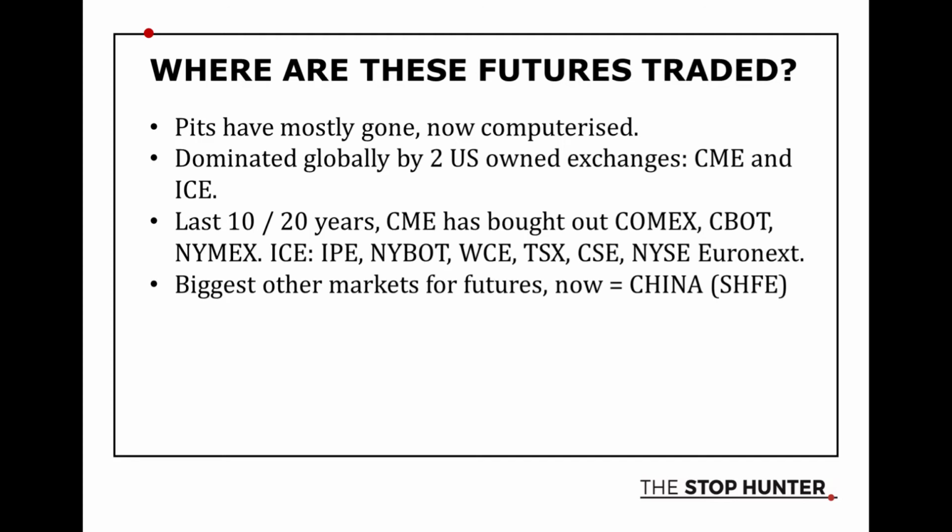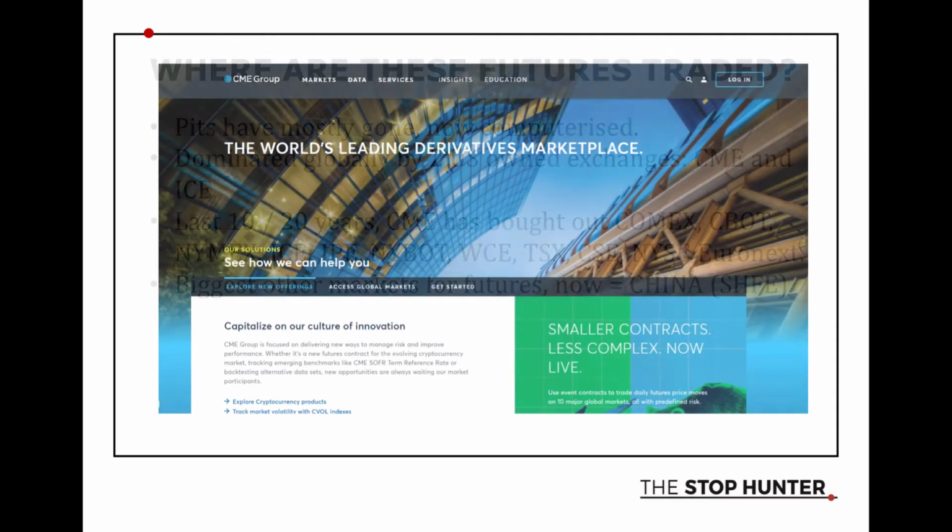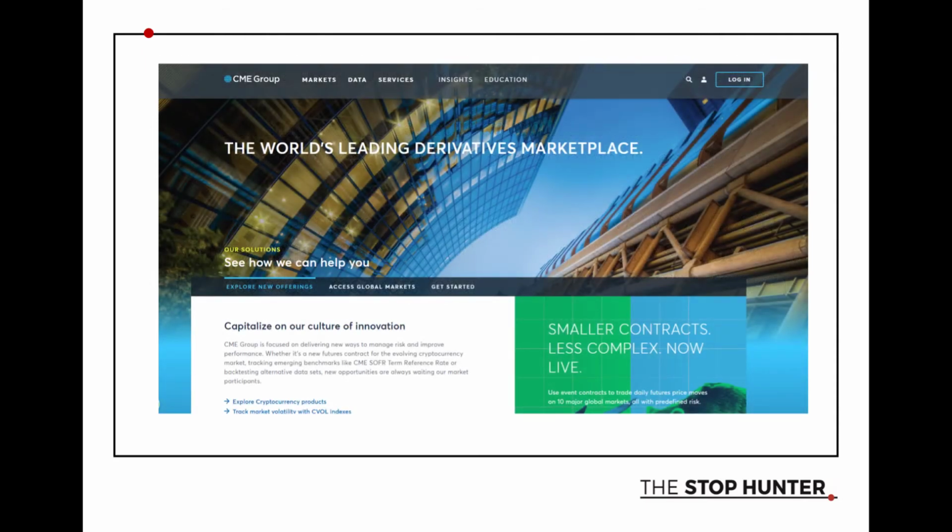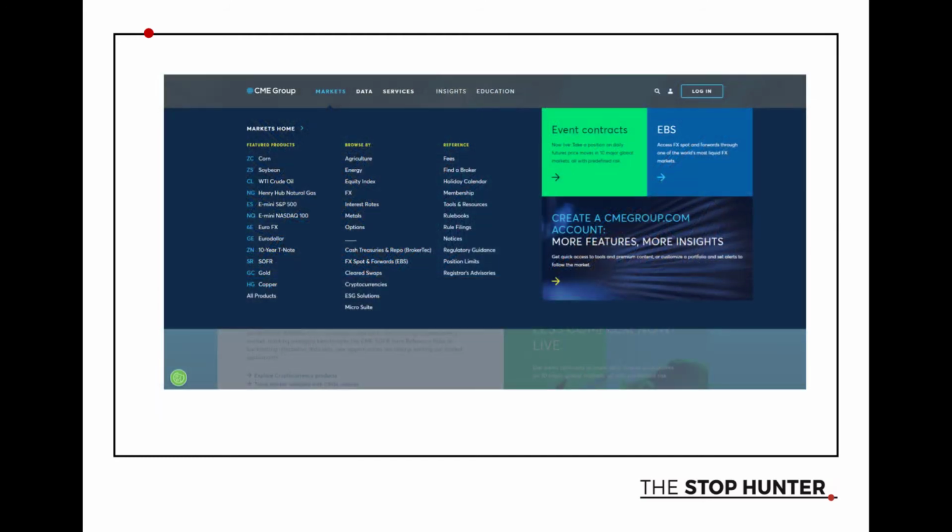And the other big growth market at the moment is out in China. They've got quite a few futures exchanges, but the Shanghai Futures Exchange is probably one of the biggest ones that you might want to get familiar with, but very difficult to access and trade through. So a brief look at the CME and what products it can offer. Their website is well worth a visit if you want to learn more about futures, but as we can see here, just a really quick overview of the sort of markets they offer.